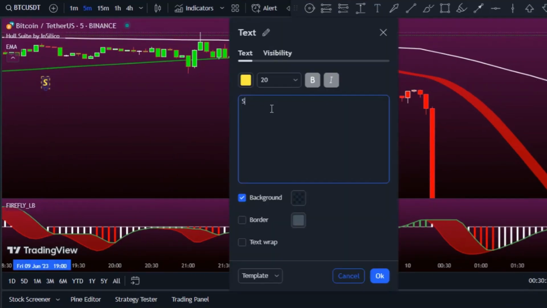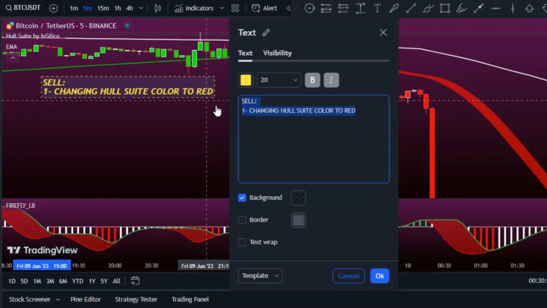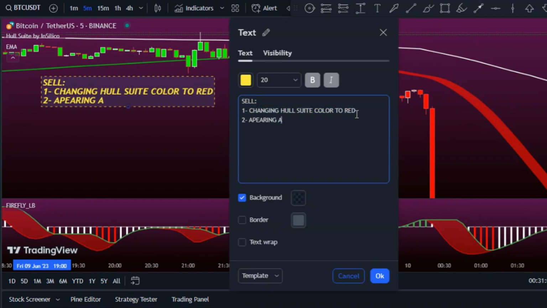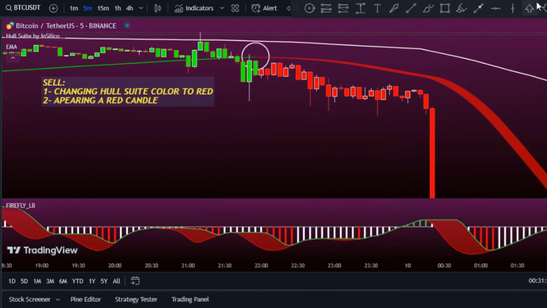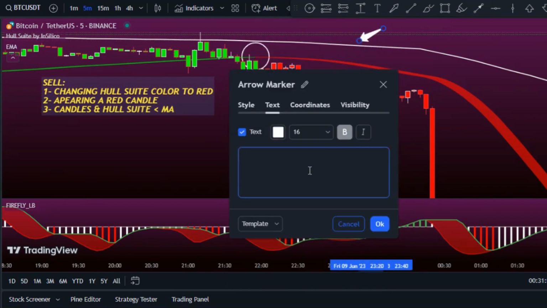And also for a short trade, when the Hall Suite indicator turns from green to red, it signals a potential sell opportunity. We then wait for a bearish red candlestick to form as confirmation. We also want the candlesticks and indicator trading below the moving average to confirm a downward long-term trend.